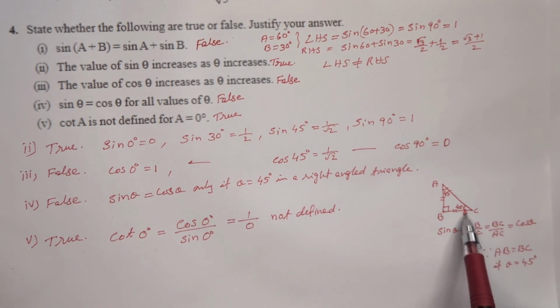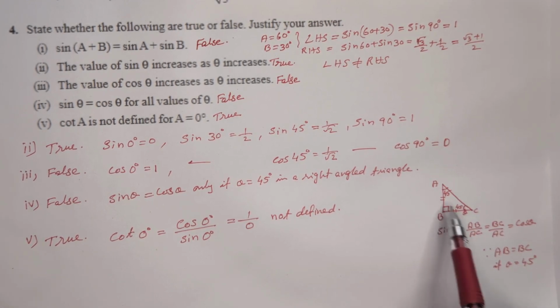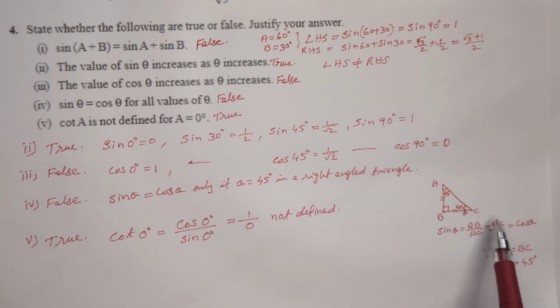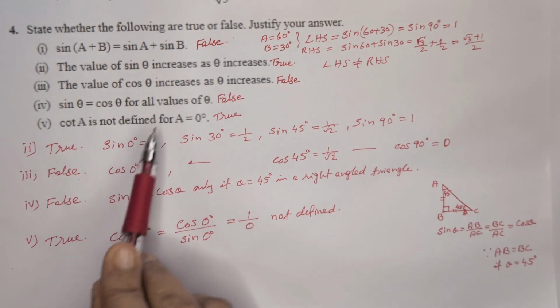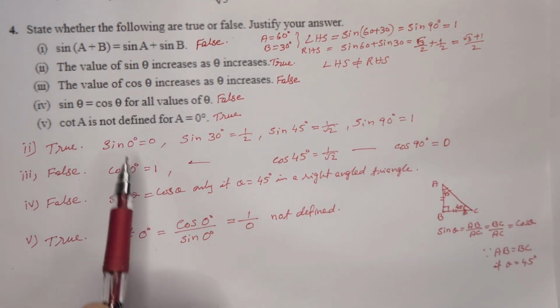So we can write sin theta, if we are considering this angle as theta, sin theta means AB by AC, opposite side by hypotenuse. But AB is the same as BC, so we can write BC by AC, that is the same as cos theta. Cos theta means BC by AC. So we can write sin theta is equal to cos theta only if the angle is equal to 45, or theta is equal to 45 degrees. So that statement is not true for all values of theta.